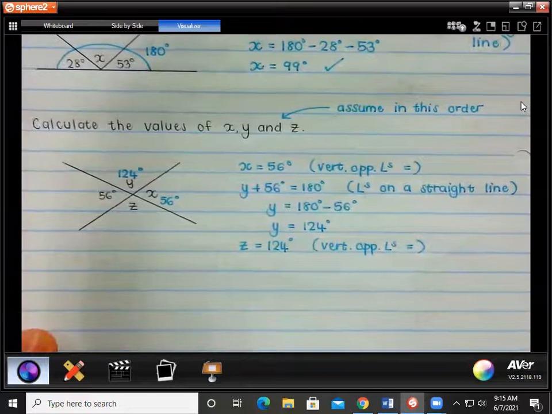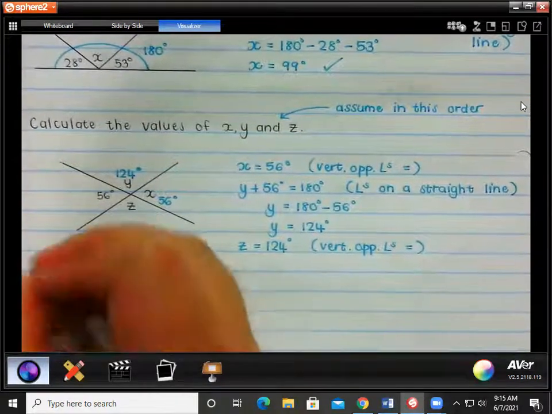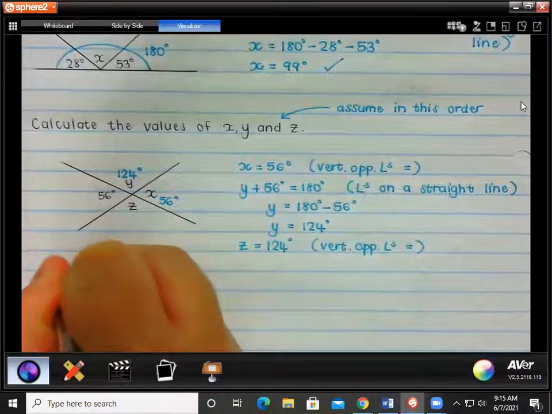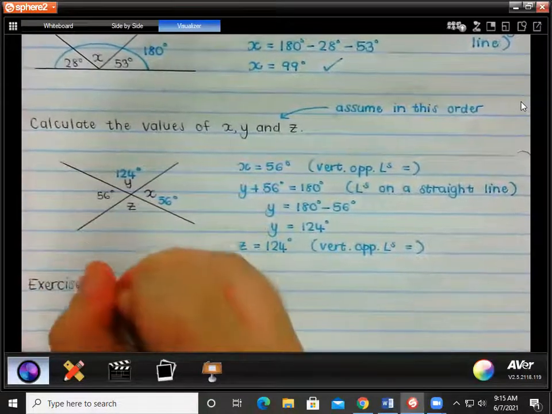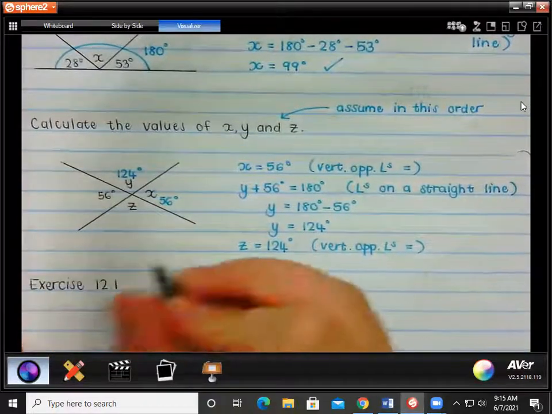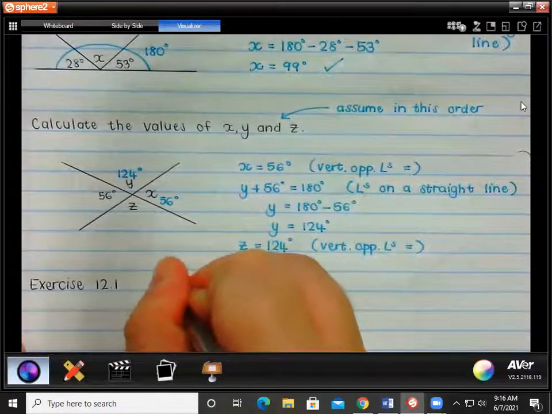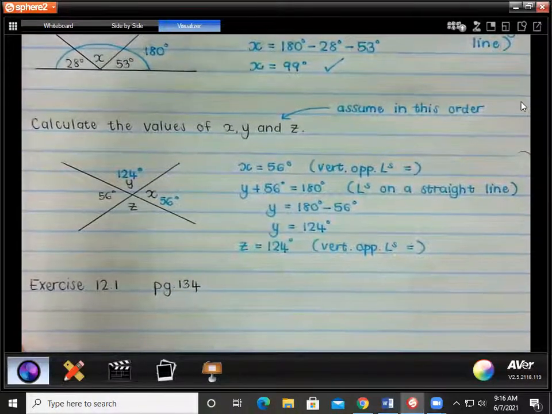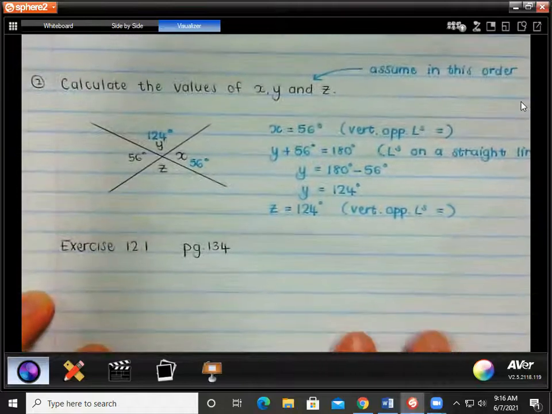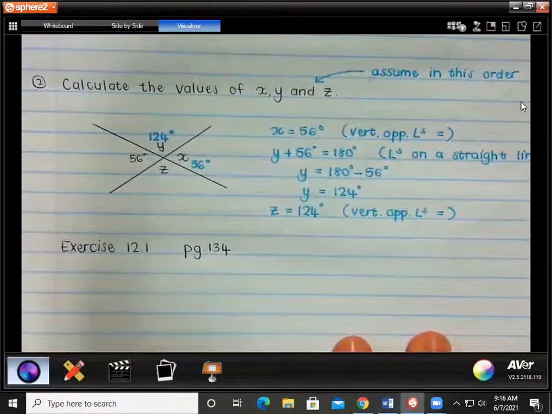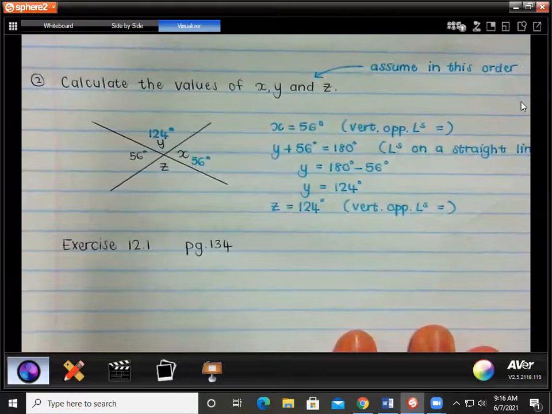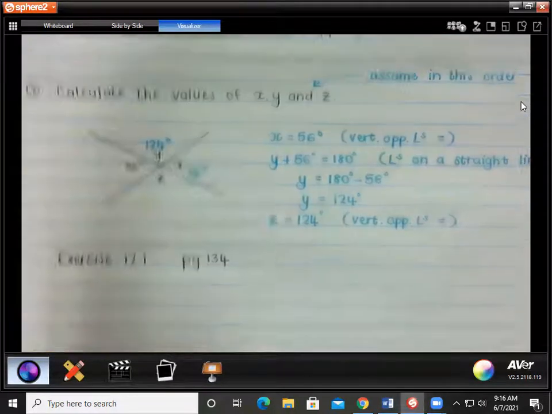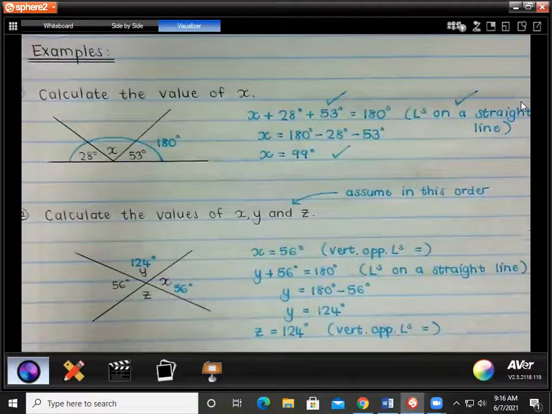Okay, guys, you're going to practice some of these for homework. So in your Platinum textbook, I will put it on the board now because I do need to just ask you to fill something in. Just write this down, exercise 12.1 on page 134. Just write that down quickly so I can put it on the board. Platinum, yeah.